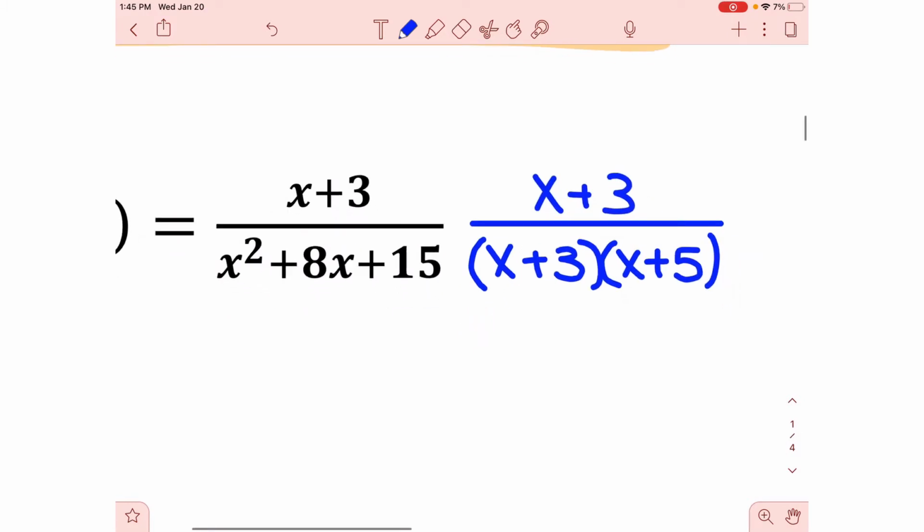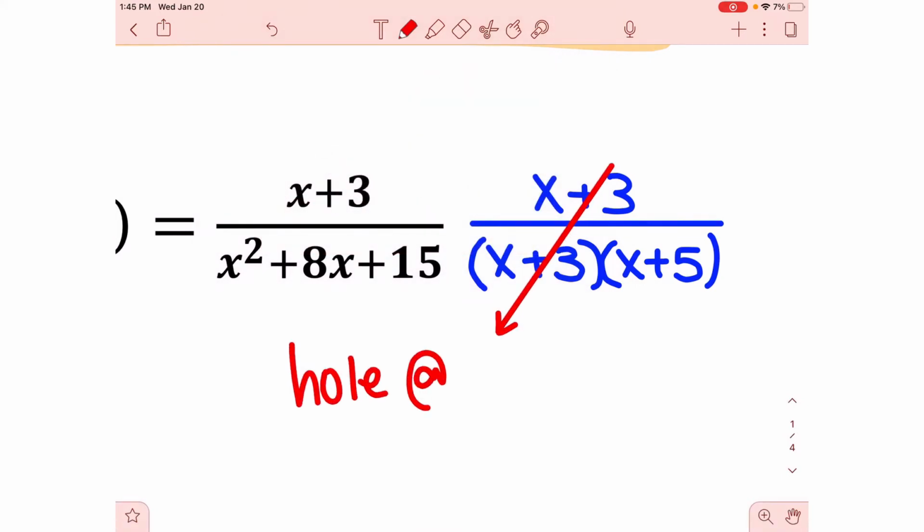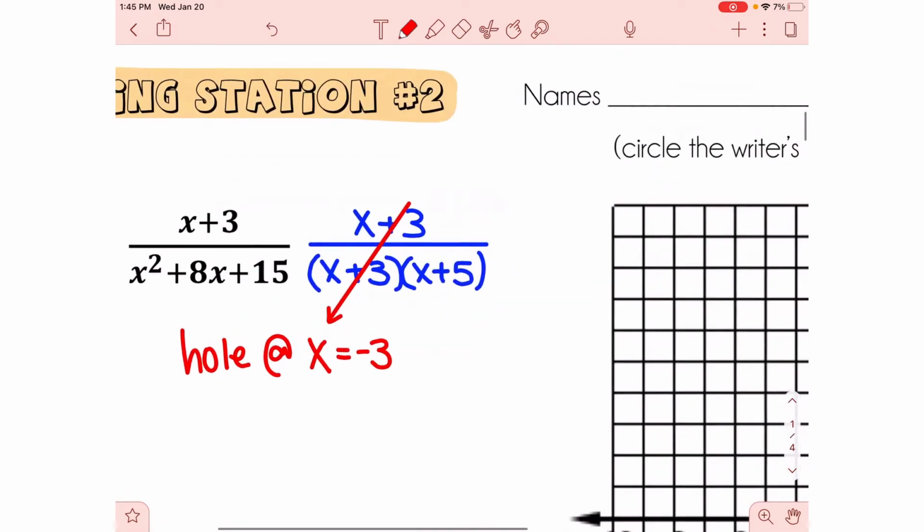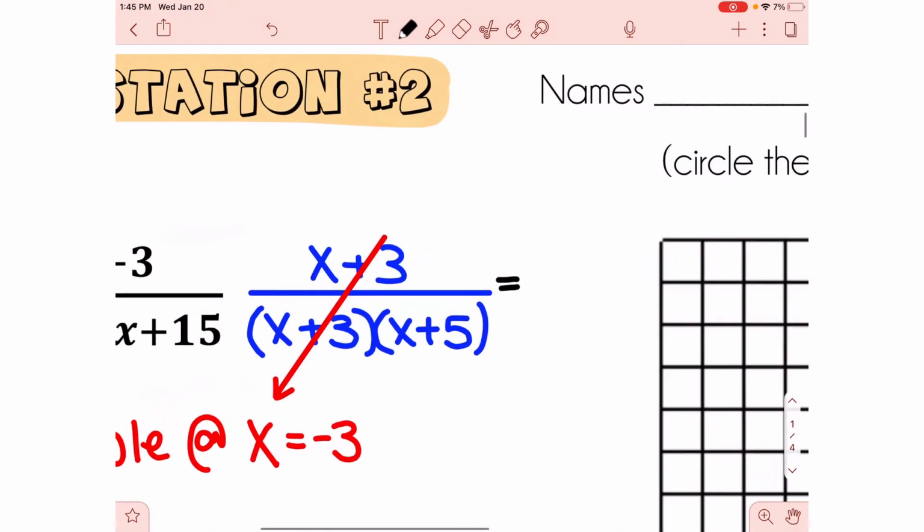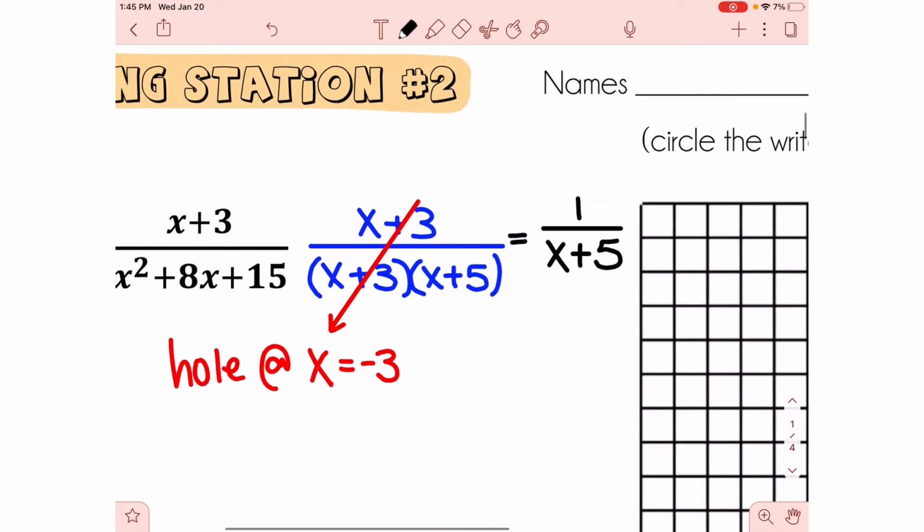The x plus 3's cancel, which means there is going to be a hole at x equals -3. So again, I get that by setting x plus 3 equal to 0. The trick is to change the sign. And now this is going to be the really important part. You have to write what is left over. There is nothing on top left over, so let's put a 1 over x plus 5. This here is the simplified version.